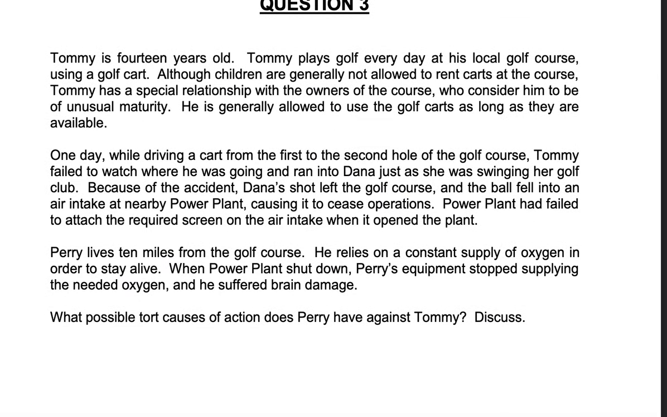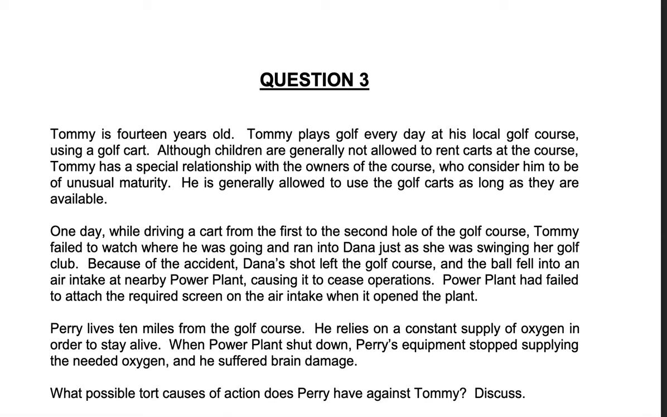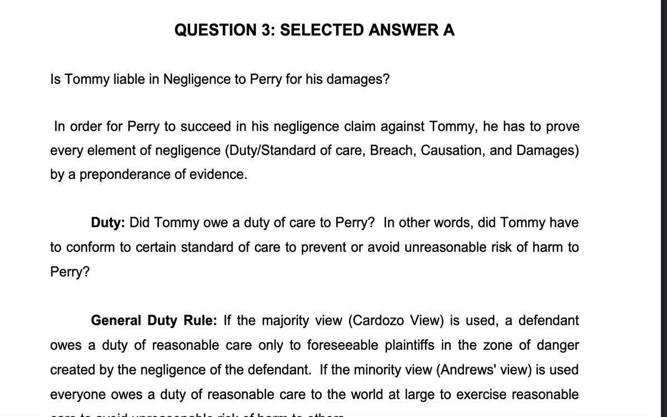Okay, so this is what we just read. Question three. It's on page 31. Now, here's the first one. They just wrote at the top, is Tommy liable for negligence to Perry for his damages? In order for Perry to succeed in his negligence claim against Tommy, he has to prove every element of negligence: duty, standard of care, breach, causation, and damages by a preponderance of the evidence.